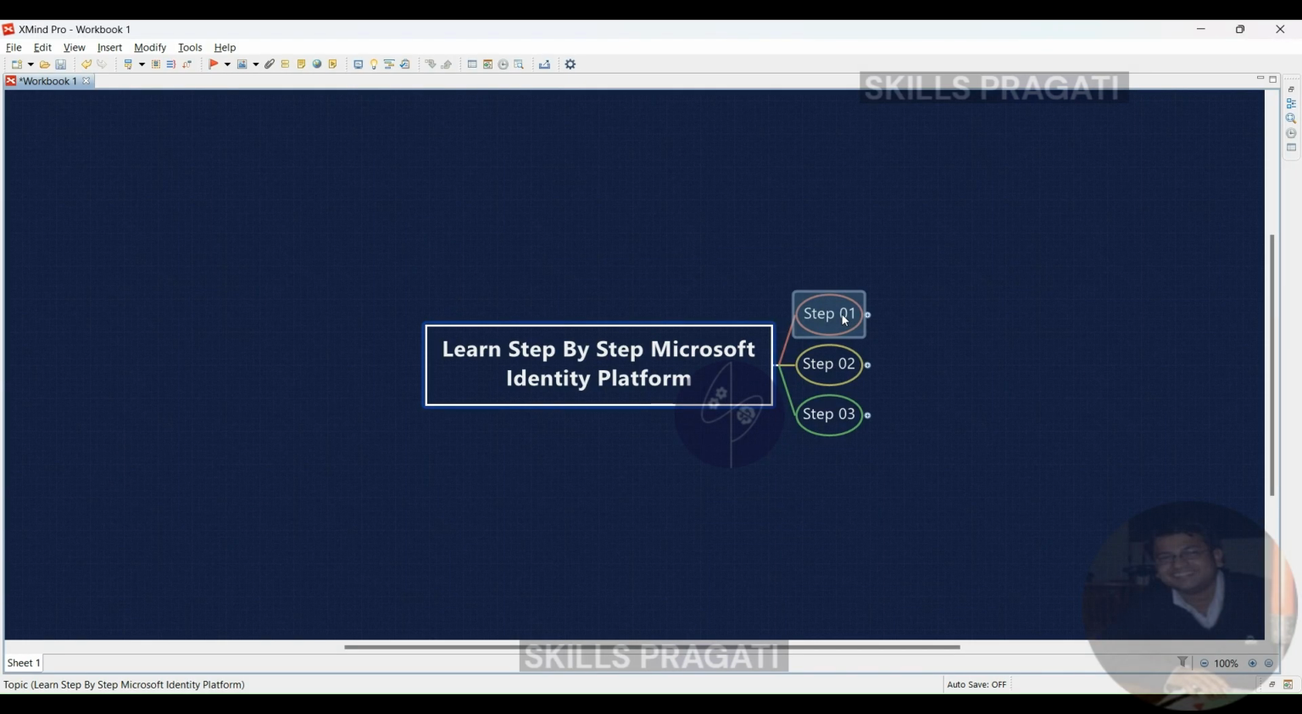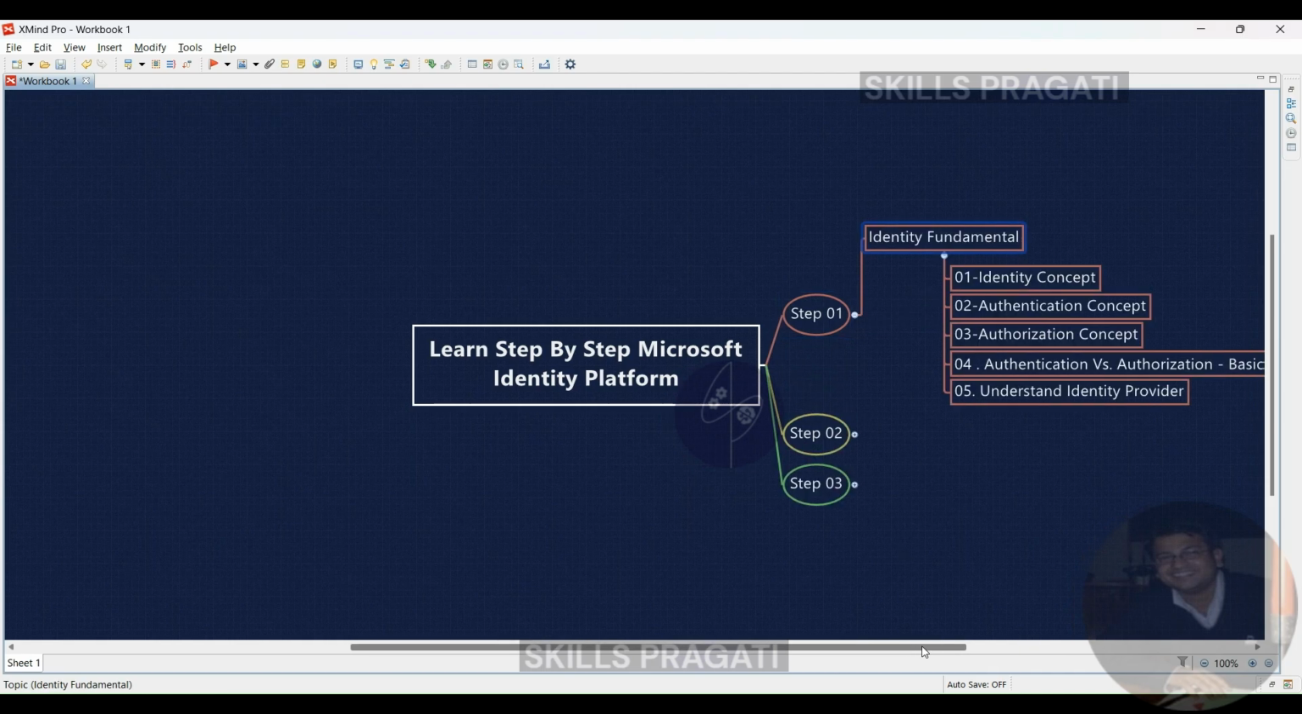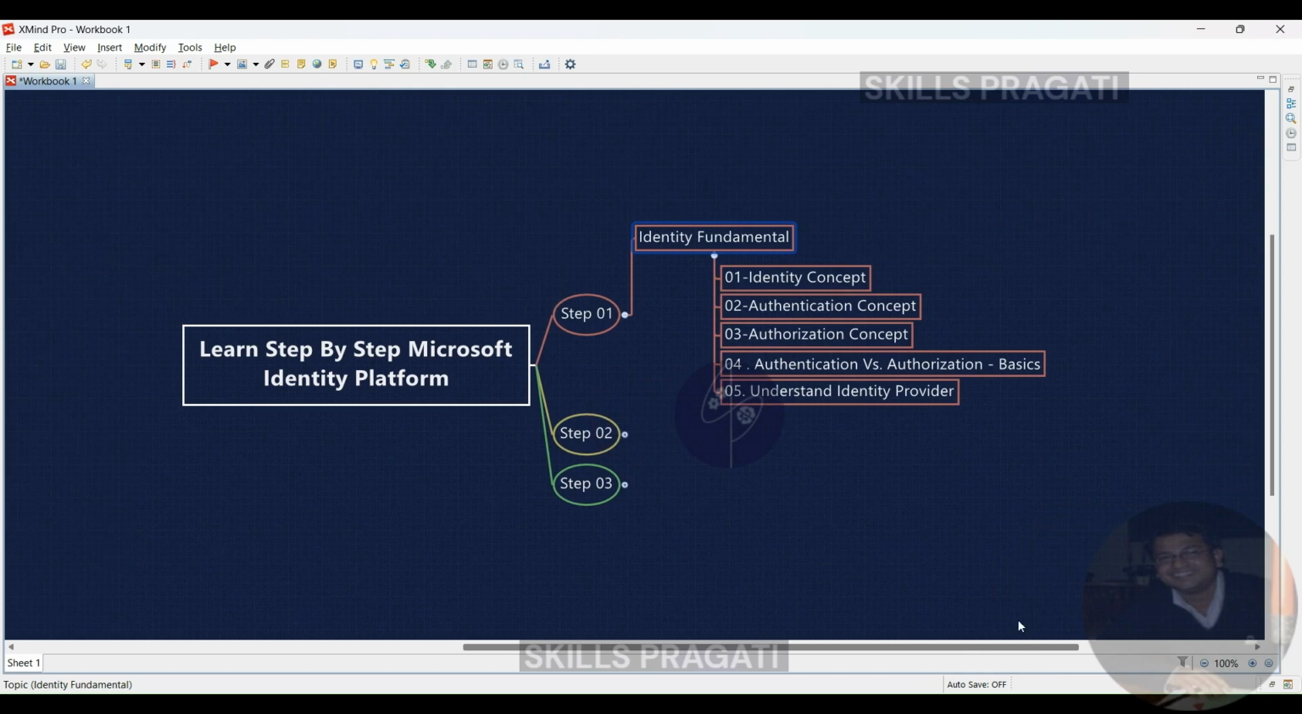In this first step, we'll cover the fundamental concepts of identity, authentication, and authorization. These are the building blocks of identity management, and understanding them is crucial for developing secure and robust systems. The concept of identity is central to any system dealing with users. It involves defining and managing user attributes and ensuring they can be uniquely identified within the system. This includes aspects such as username, email address, and unique identifiers.